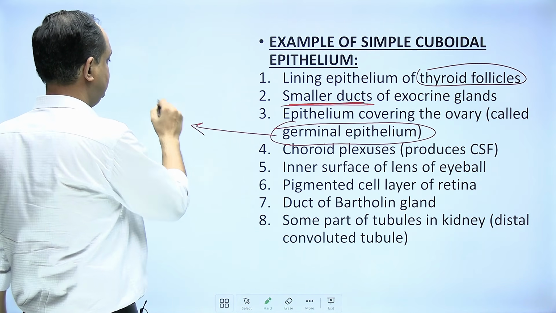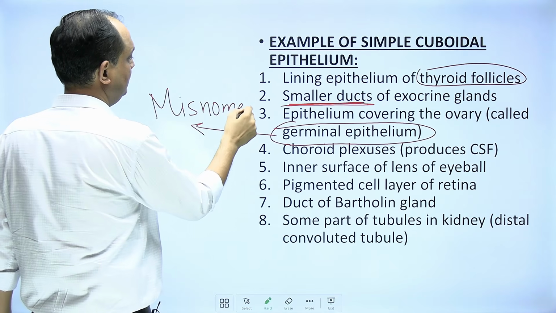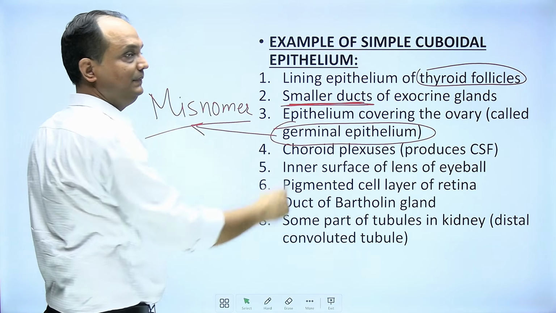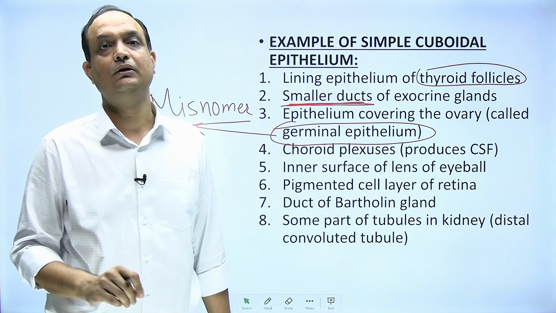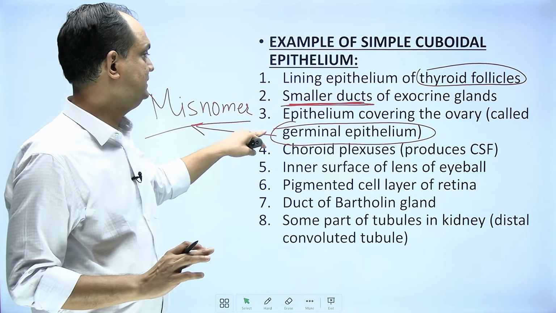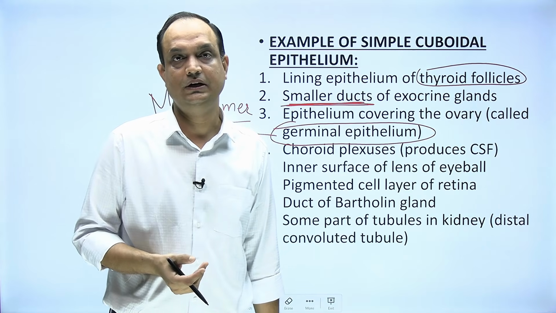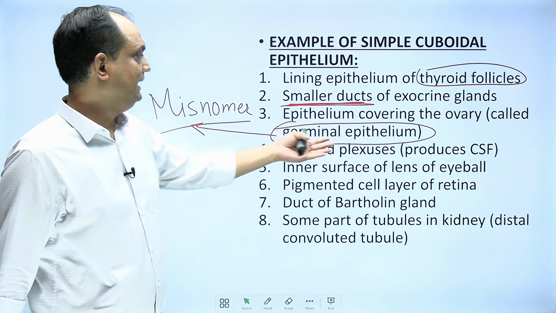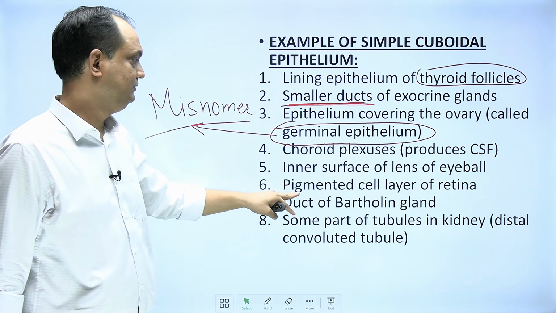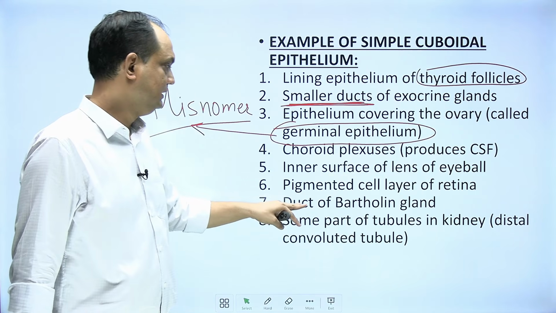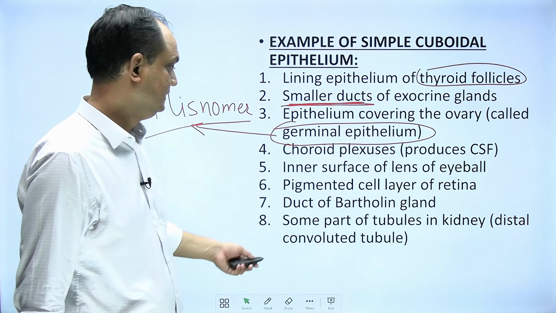Now here you will have a question that it is a misnomer. Why it is a misnomer? Because this simple cuboidal epithelium is not going to produce any kind of germ cells. So it is a wrongly used word for this lining. It is not a true germinal epithelium. Then you will have the simple cuboidal epithelium in choroid plexus. In the lens, you will have pigmented cells in the retina. Then you will have ducts of Bartholin and some part of the tubules of the kidney like DCT.